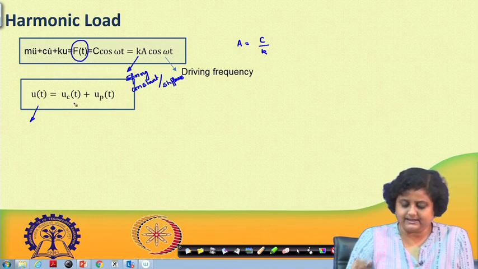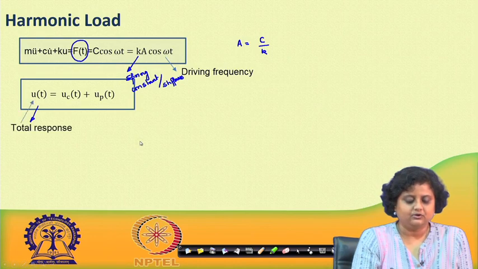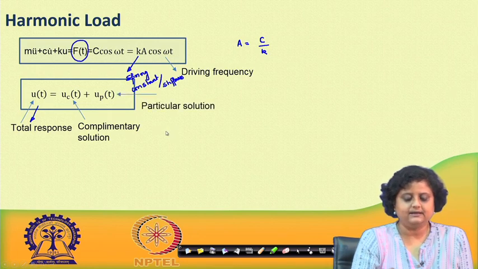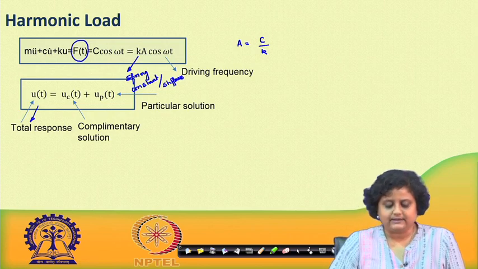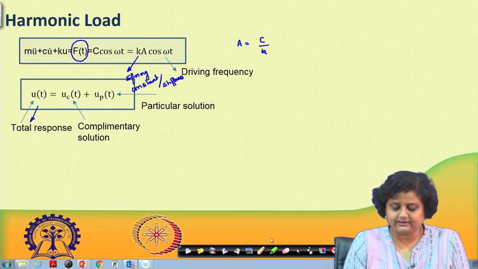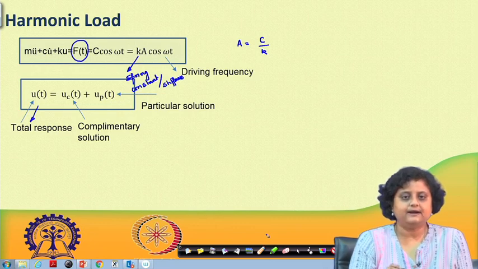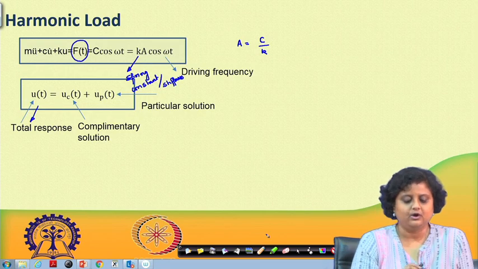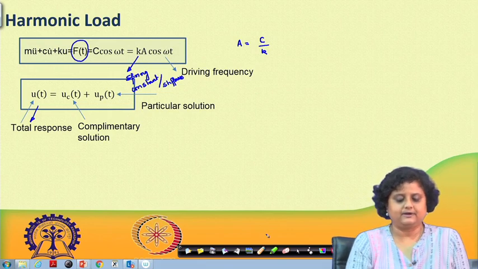So, u c t is the complementary solution and u p t is the particular solution. This is the total response. We all know that u c t, or the complementary solution, is the solution of the ordinary differential equation, considering it to be homogeneous, considering that the right hand side is equal to 0. Most of us are aware of this kind of solution.